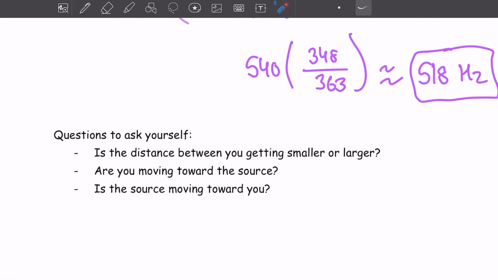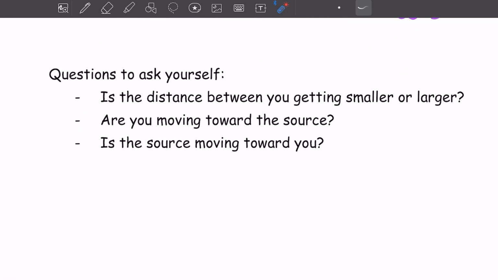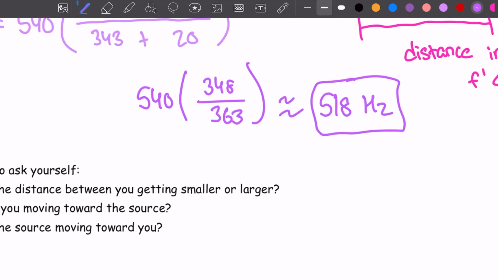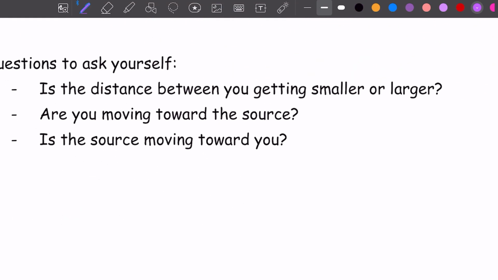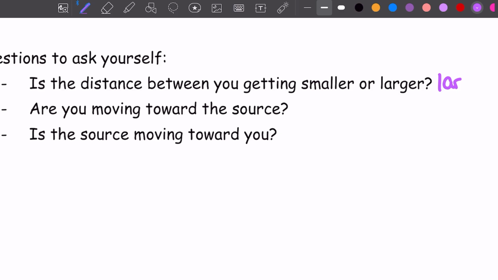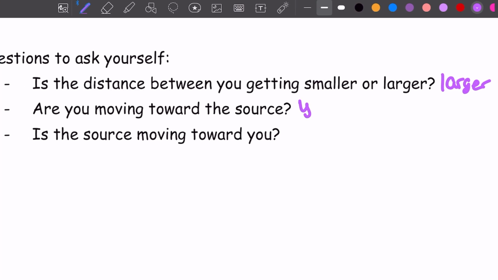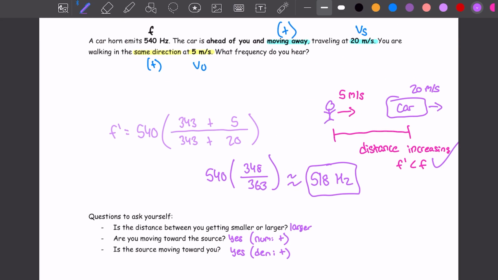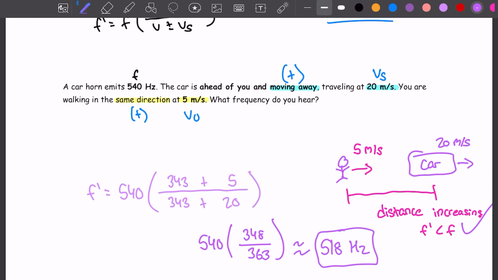And before even attempting this problem, you can answer these questions. Is the distance between you getting larger or smaller? We know that the distance is increasing, so it's getting larger. Are you moving towards the source? Yes. And if we're moving towards the source, then we know that the numerator is going to be plus. Is the source moving towards you? Yes. Which means that the denominator is also going to be plus. And then we just plug everything into the formula.